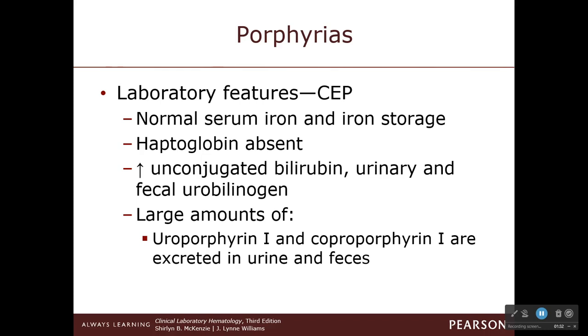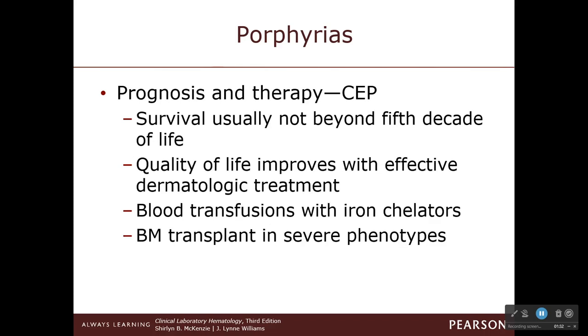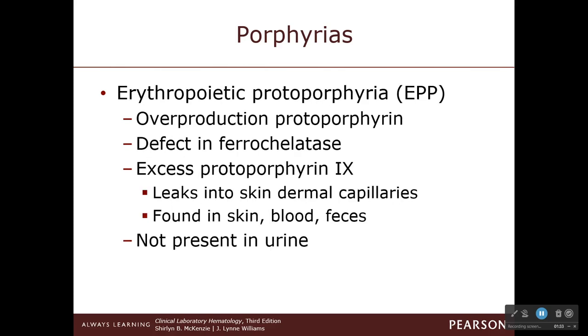Okay? And then you see increase in the direct and indirect bilirubins as you go. Fecal urobilinogens and all this kind of go with all that. Okay? Prognosis and therapy, survival usually not beyond the 5th decade of life. So usually not in their 50s. You never see a 60s porphyria person, okay, 60s or 70s. They usually don't make it, okay? Blood transfusion with iron chelators. These are some of the things that they can do. They can try bone marrow transplants in some people, okay?